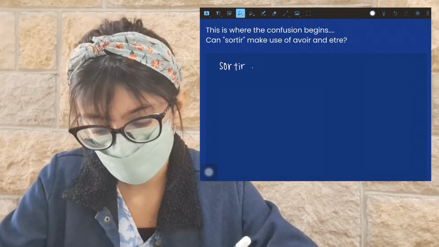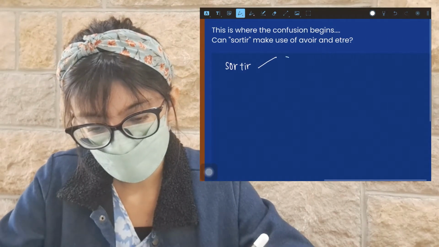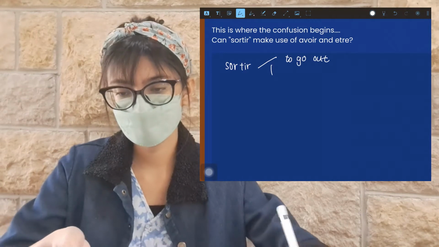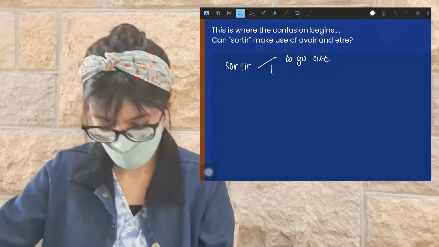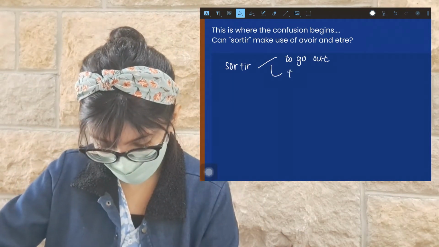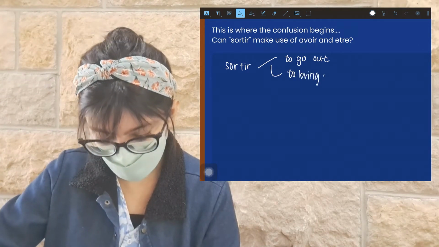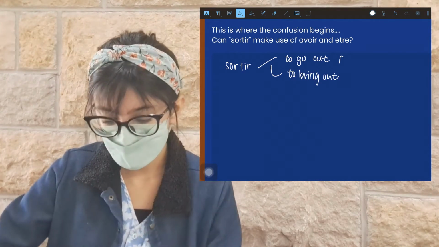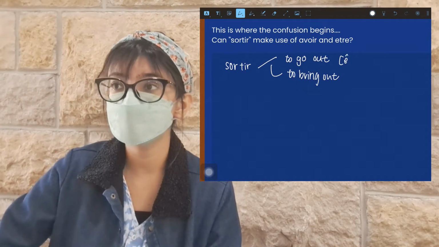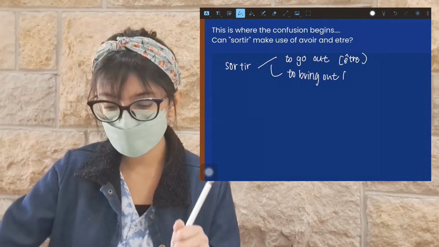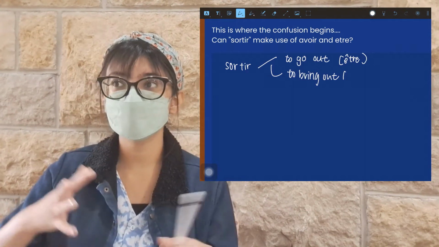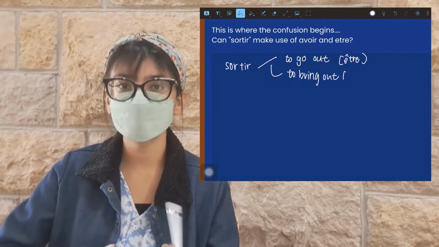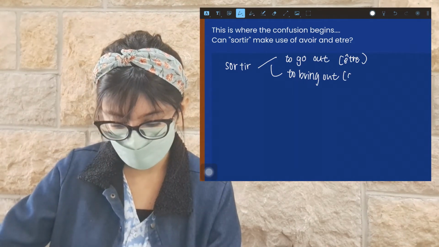which is to go out, or to bring out. Now, to go out is actually an action that a person himself would take. So that's why we will make use of the verb être. However, if you want to say bringing out something, so you're trying to bring out a specific object, that is when you will make use of the verb avoir.